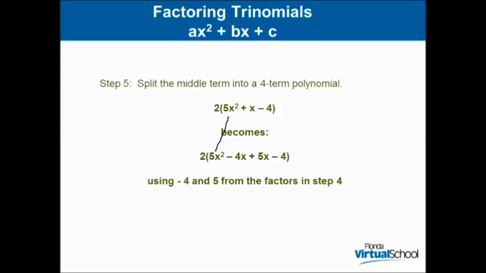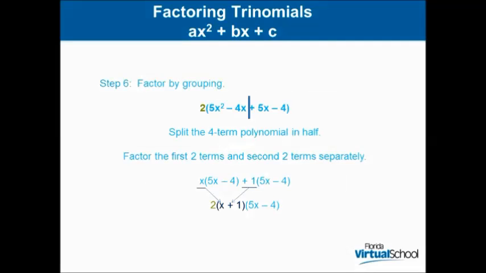5x squared will be written exactly the same. Our x is going to become 2 terms, the negative 4x and the positive 5x. Our negative 4 will remain the same. Now we'll factor by grouping, splitting into 2 parts. Our first group, 5x squared minus 4x. The greatest common factor here is x, so we will pull that out front and write the remaining terms inside.